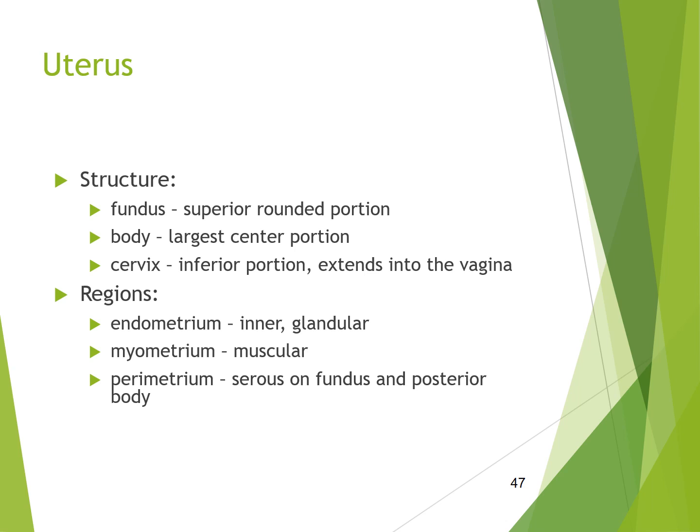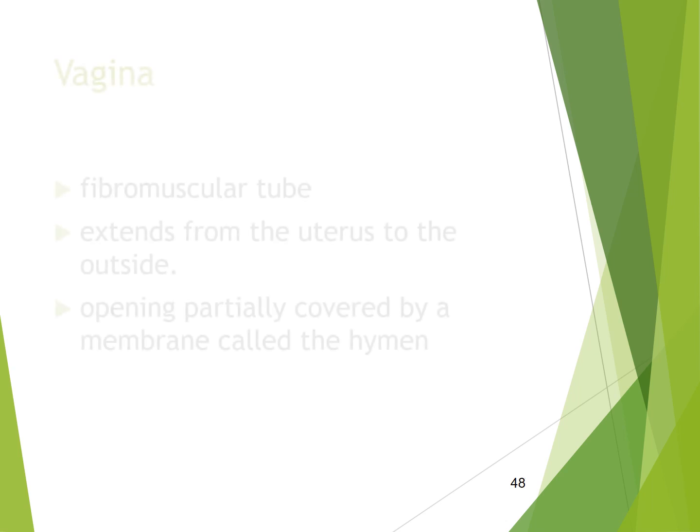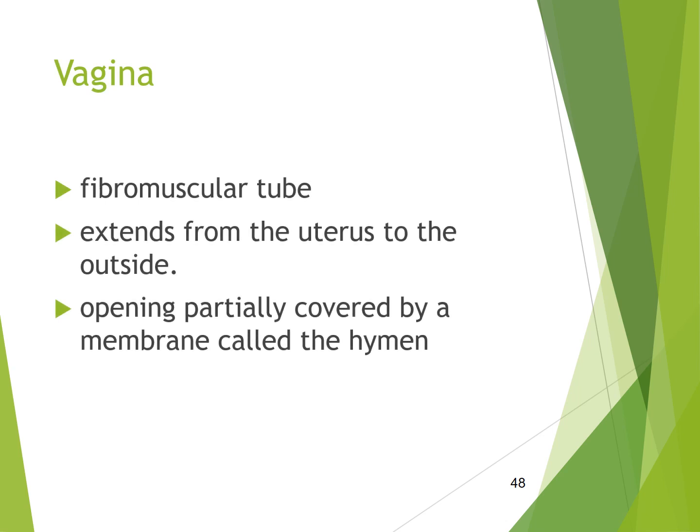The uterus consists of several different layers. The endometrium is the inner glandular region. The myometrium is the muscular portion. The perimetrium is the serous membrane on the fundus and posterior body. The vagina is a fibromuscular tube that extends from the uterus to the outside of the body. The opening is partially covered by a membrane called the hymen.